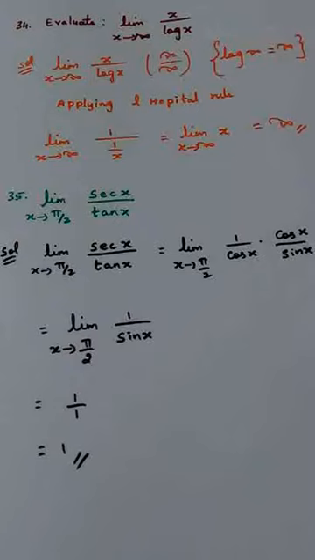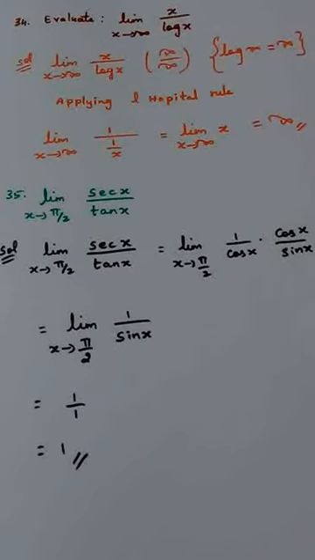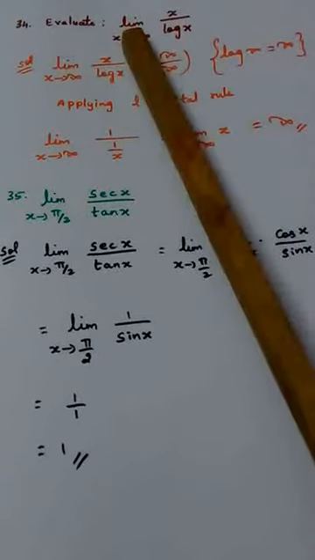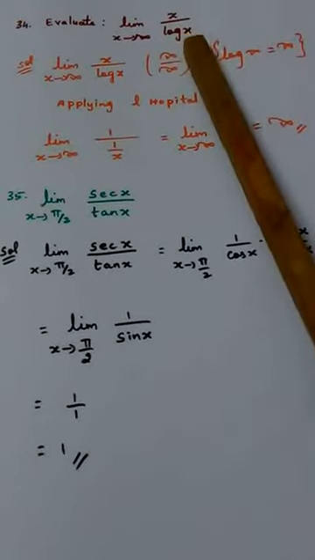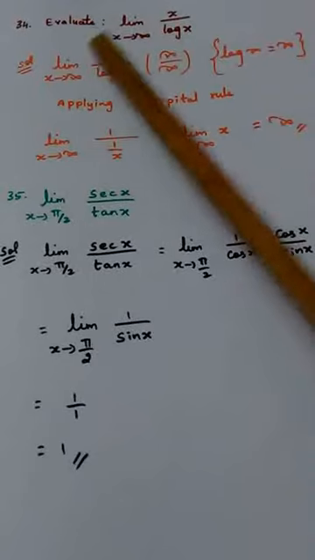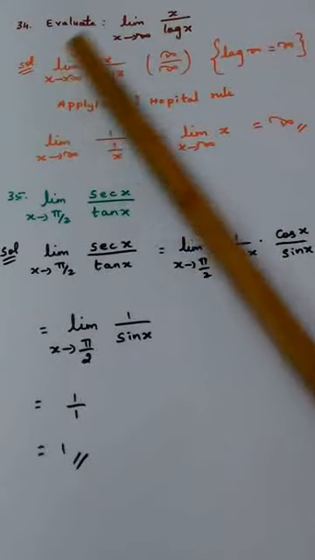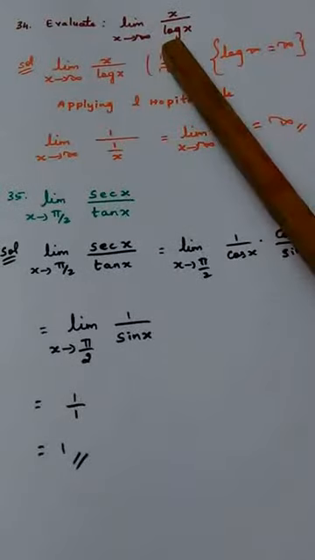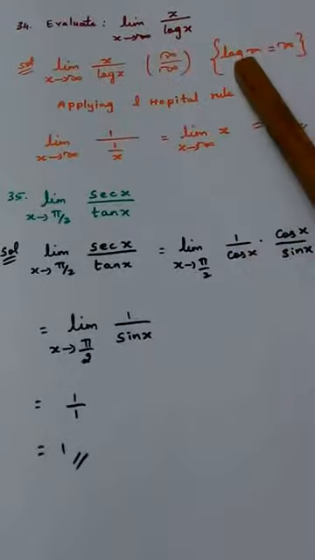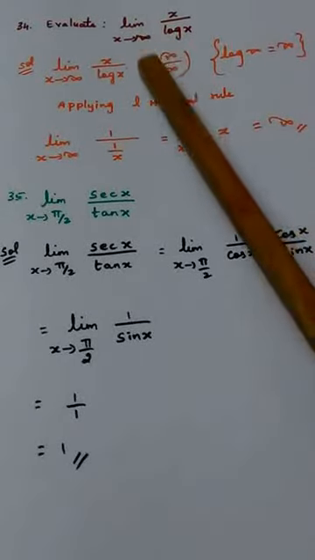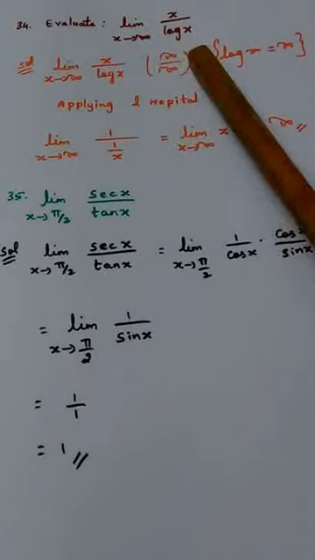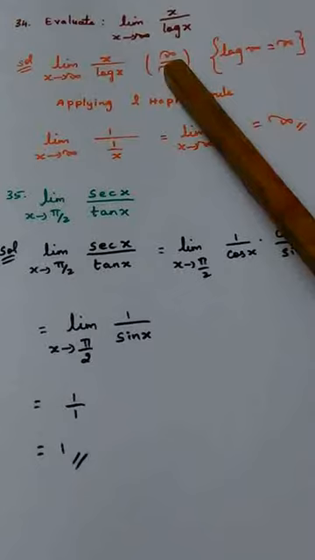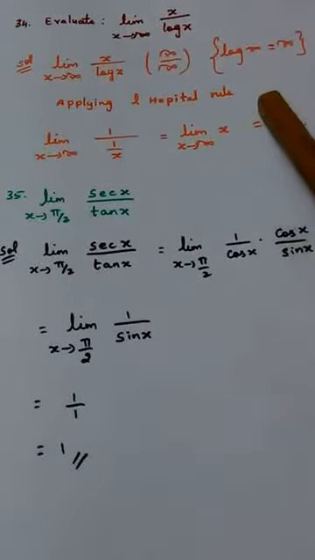Going to the next sum. Problem number 34. Evaluate limit x goes to infinity, x by log x. What usually we'll do, we'll write the question once again and try to apply the limit directly. Put x as infinity, so the numerator will become infinity. If I put infinity, we know log infinity is also infinity, so it comes in the infinity by infinity form, which is an indeterminate form. Indeterminate form comes means immediately what we will do, apply L'Hopital rule.